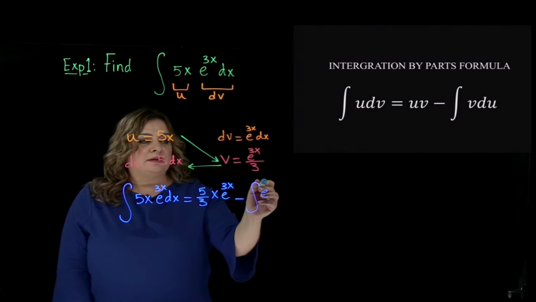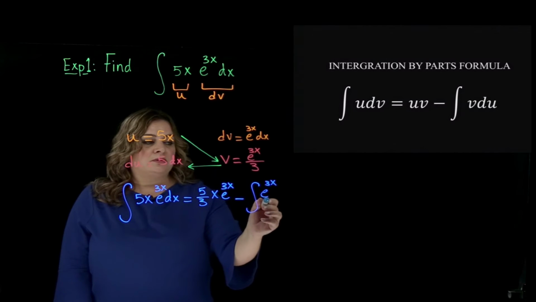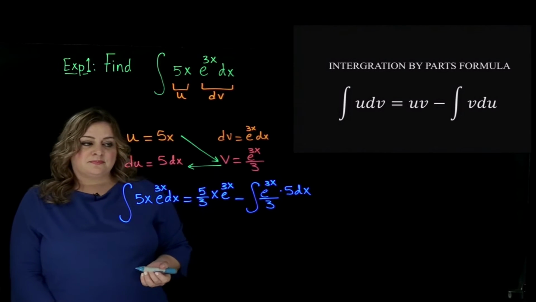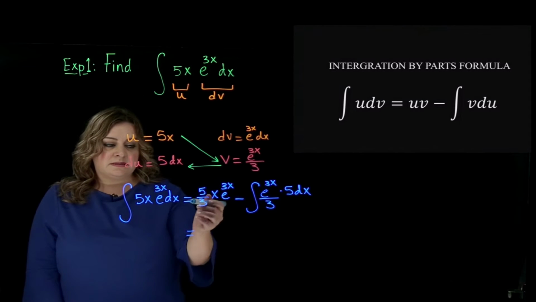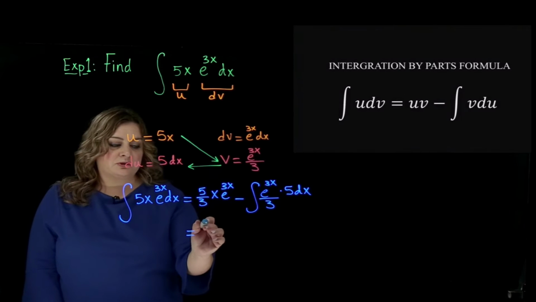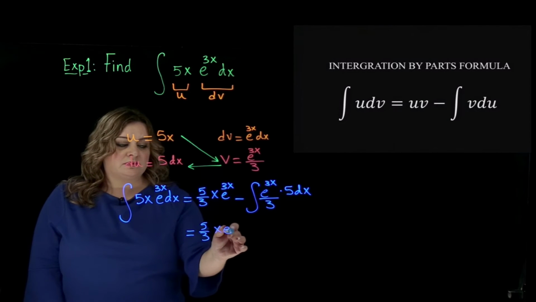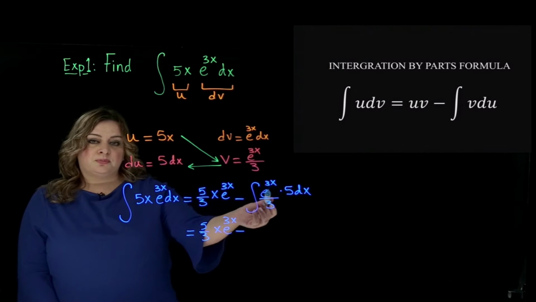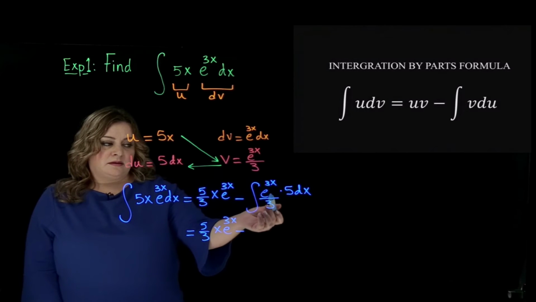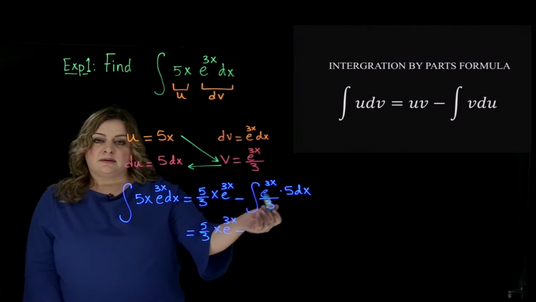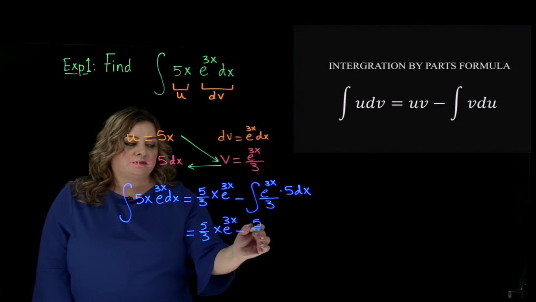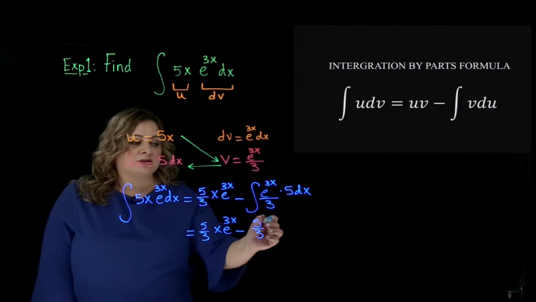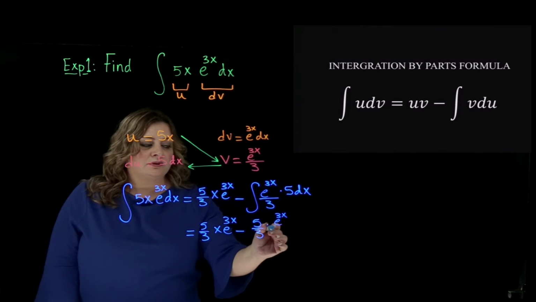So this is going to be the indefinite integral of e to the 3x over 3 times 5 dx. Now we'll bring down the first term, 5/3 x e to the 3x, minus, applying the constant multiple rule of antiderivatives to e to the 3x over 3 times 5, we will have 5/3 times the antiderivative of e to the 3x, which is e to the 3x over 3.